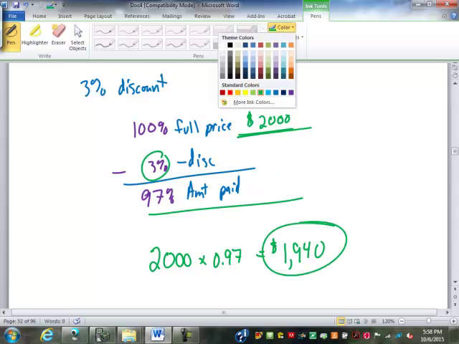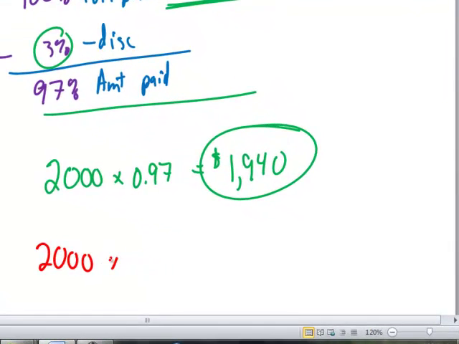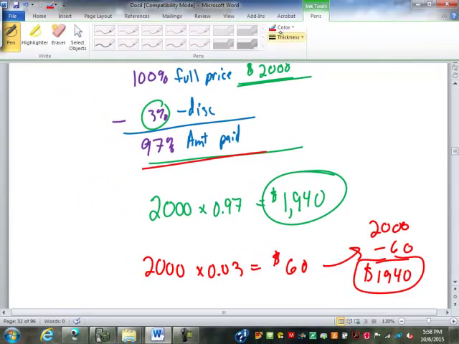If we found 3%, it would be 2,000 times 0.03. That's going to be $60. Then you'd take 2,000 minus 60. It's still going to give you 1,940. But here's the catch. That's only if you know the amount that you want credited and you're trying to figure out how much you have to pay.